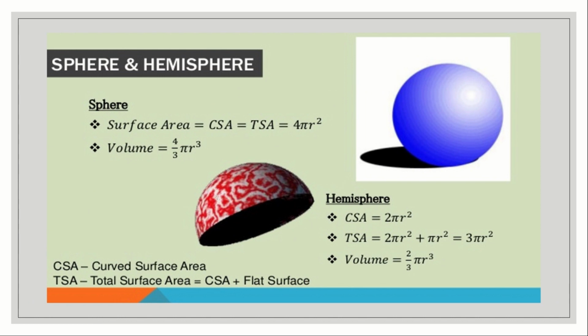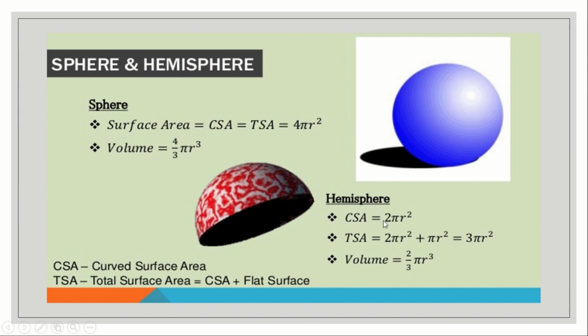Moving to sphere and hemisphere. Here in a sphere, the curved surface area and total surface area are both the same, that is 4 pi r square, and the volume is 4 by 3 pi r cube. Okay, so a hemisphere is the exact half portion of a sphere.